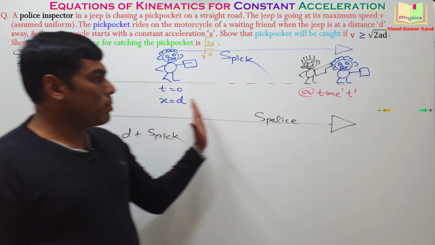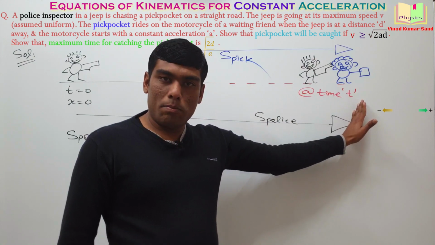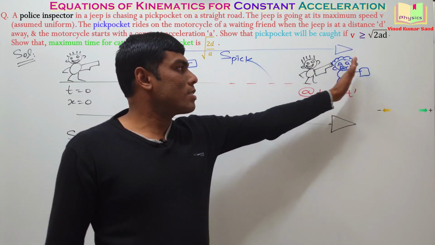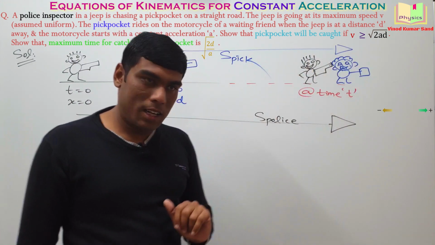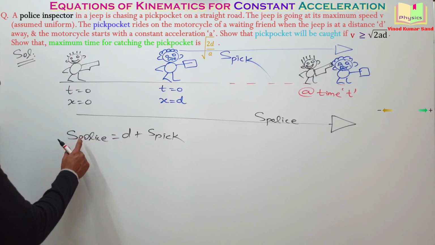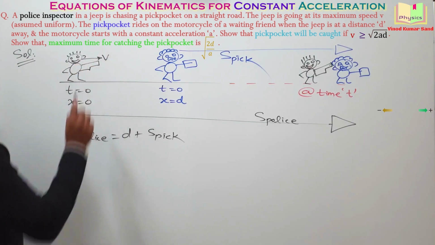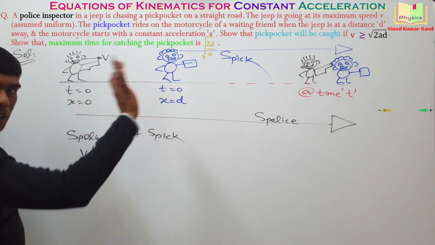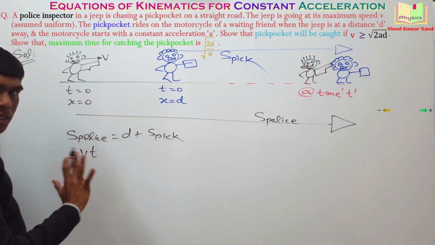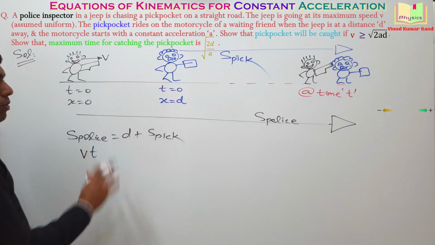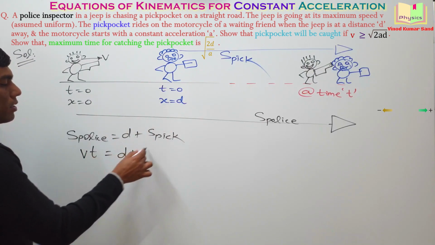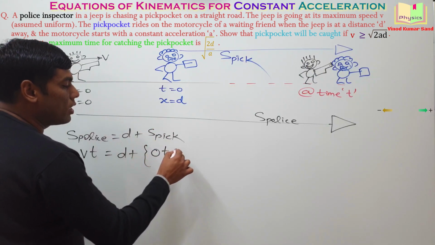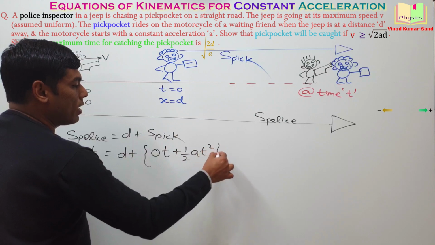The policeman catches the pickpocket here at time t. So the policeman has covered this initial gap d as well as the distance traveled by the pickpocket. Done. Now putting up the values, the policeman is always going with the constant velocity v, so it will travel a distance vt in time t. It's a unidirectional motion, so I'm not bothering about any sign, any vectors. All the signs will be the same. d plus S pickpocket, it is starting from rest. We are using the second equation of motion, ut plus half at square.